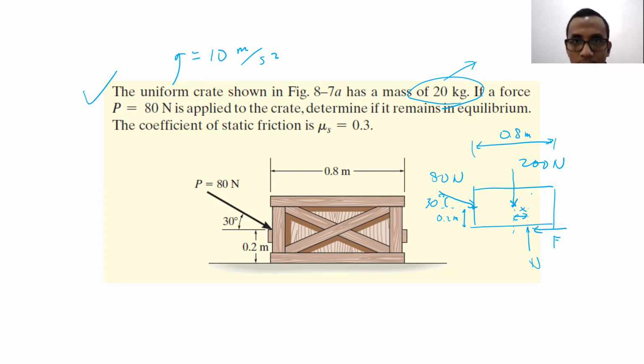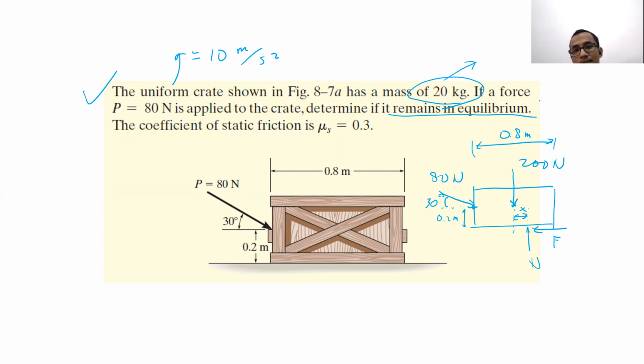Now we have to determine whether it remains in equilibrium or not. There are several things that we have to check. The first one is impending motion, the second one is the motion condition, and the tipping condition. Those conditions we have to check.